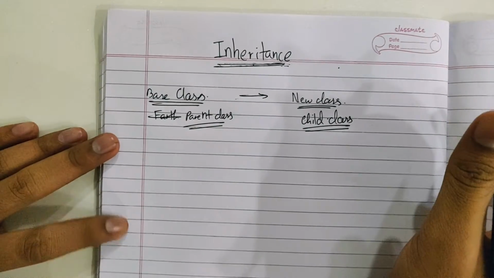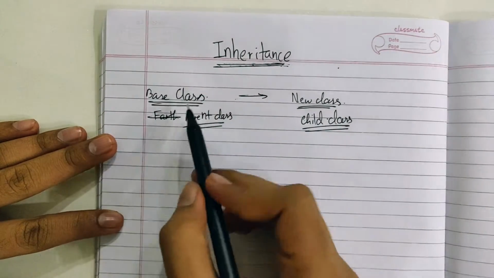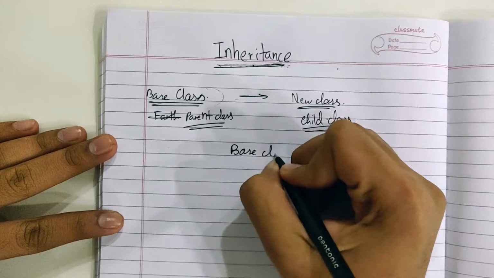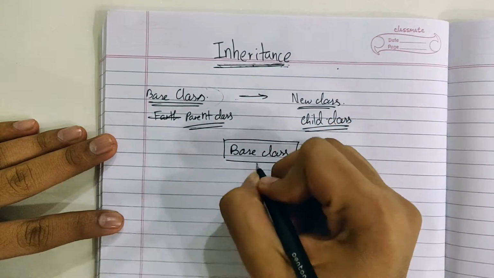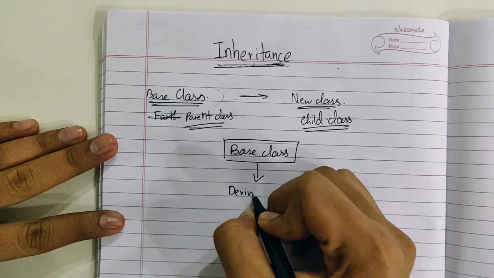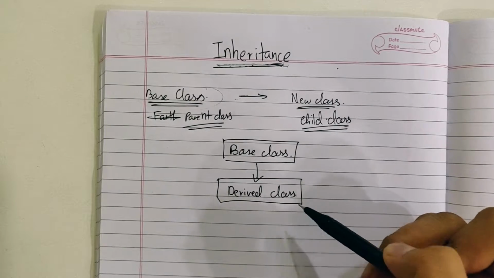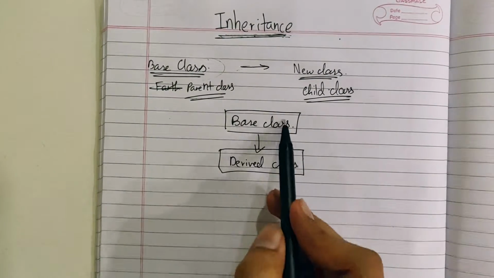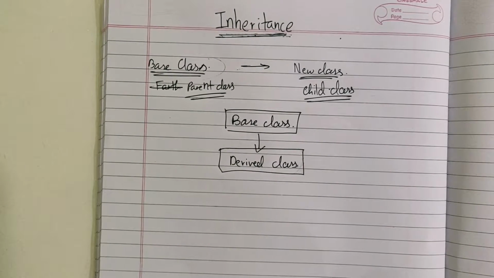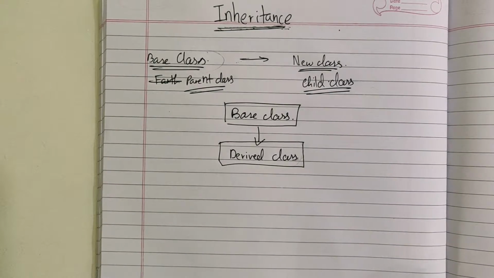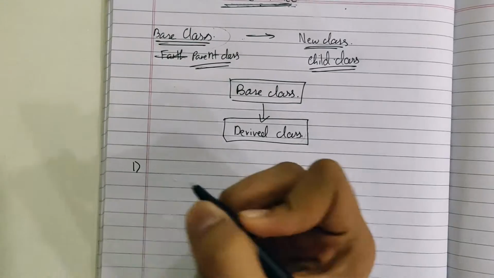So we use a base class to give us a derived class. A base class helps us to derive a class. The class derived from the base class is called a derived class. Now, before jumping into how inheritance works, there are types of inheritance. There are five types of inheritance, so we'll start naming and explaining them.